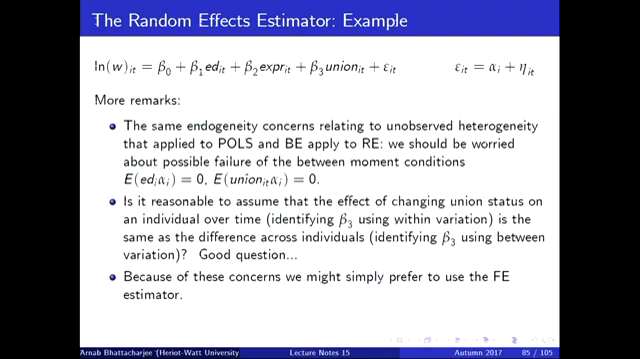So for example, if education was somehow correlated with your unobserved heterogeneity, okay, or union membership was correlated with unobserved heterogeneity, then you will have trouble here, right? So you will get inconsistent estimation. Okay?